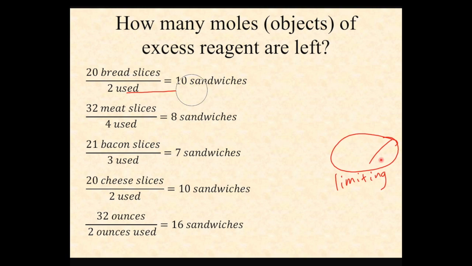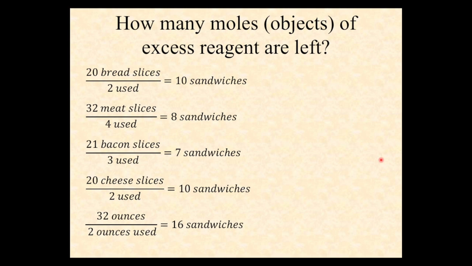Now, there's going to be a couple of extra things on your homework that are going to ask you some questions. It's going to ask you how many moles, or the objects, of an excess reagent are left. So we're going to go back to the sandwich example, and I'm going to try to explain this. So if 7 sandwiches was my limiting, right? So this is my limiting reactant here. Well, that means that I used all 7 sandwiches, and those are down to 0. Okay? Now, I used all 7 sandwiches here.